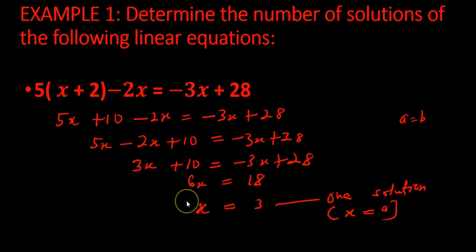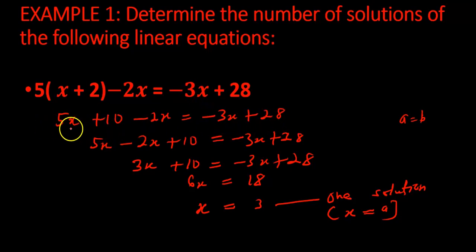Look at this question here. The question says, determine the number of solutions of the following linear equation. The question is 5 brackets x plus 2 brackets minus 2x is equal to minus 3x plus 28. If you try to solve this on a normal day, you expand this, that will give you 5x plus 10 minus 2x is equal to minus 3x plus 28.